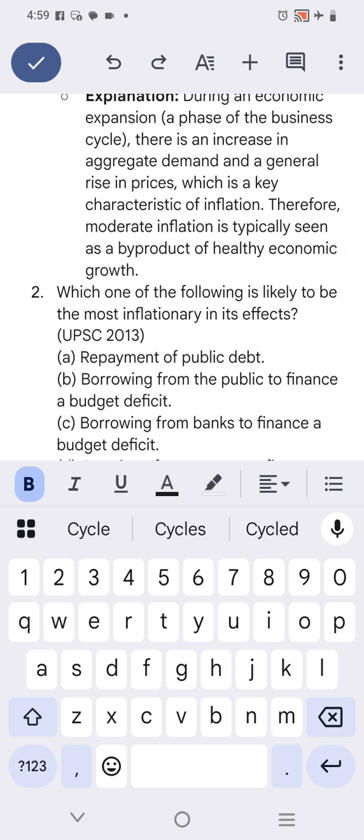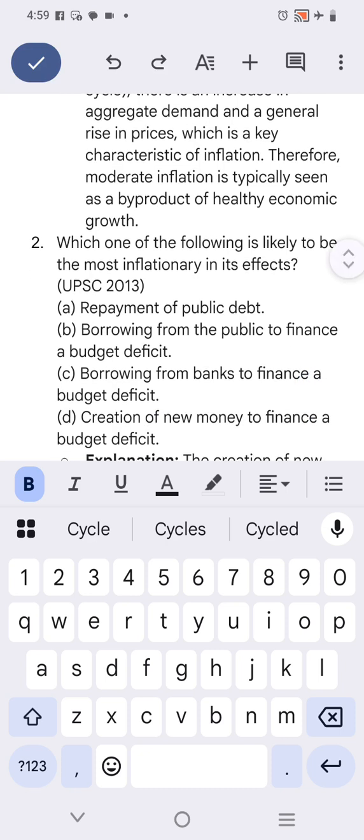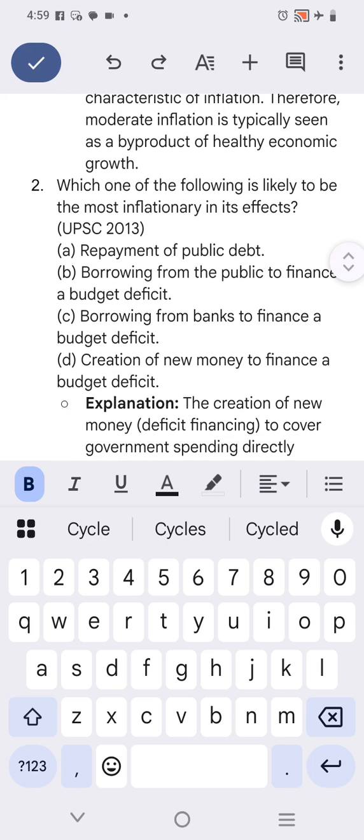Which one of the following is likely to be the most inflationary in its effects? This we have seen earlier as well. Repayment of public debt, borrowing from the public to finance a budget deficit, or borrowing from banks to finance a creation of new money to finance a budget deficit. We know the answer is creation of new money to finance a budget deficit.